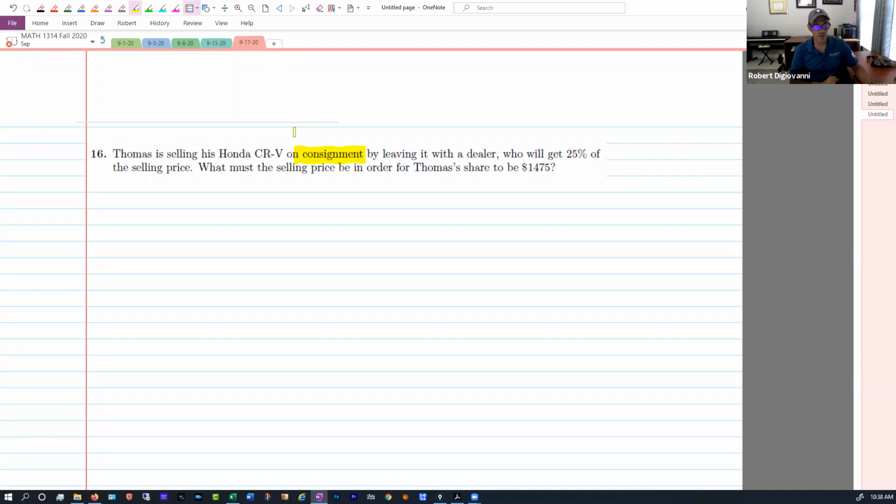So the question is, how much must it be sold for? What must the selling price be so that Thomas at the end gets $1,475? You have to remember the $1,475 is Thomas's share, right? That's after the dealer has taken out their part. Does anyone have any suggestions on how we could set this up?